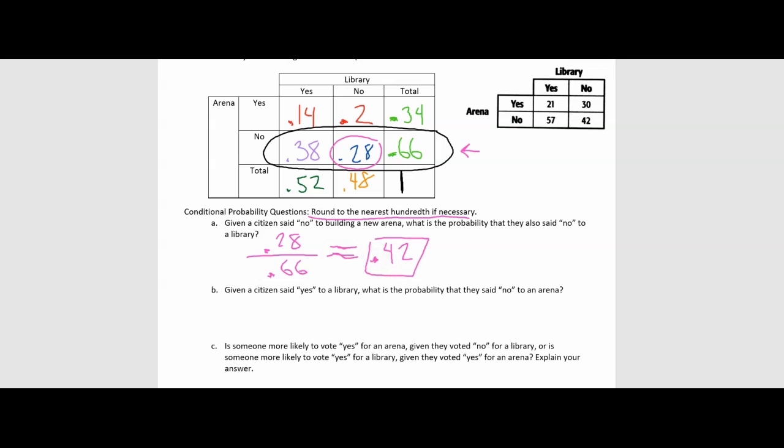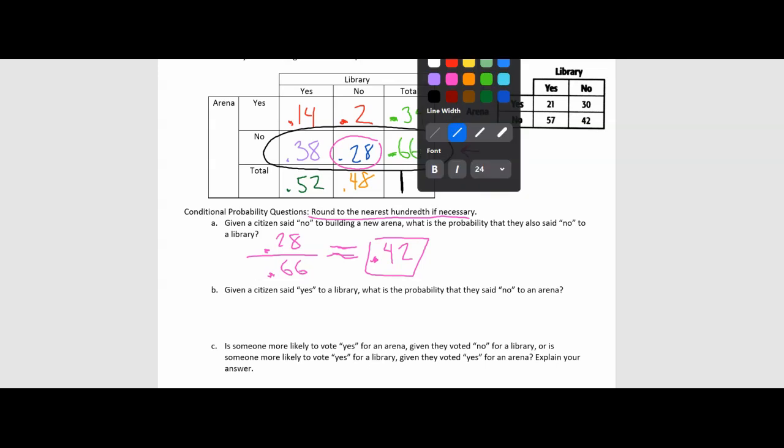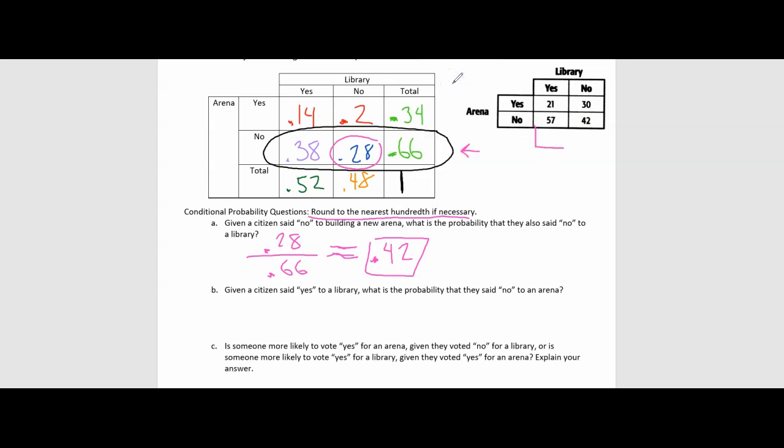So again, this is saying if we only look at the people that said no to the arena, there's a 0.42 probability or a 42% chance that we pick someone who said no to the library. If you wanted to think about this in terms of numbers rather than probabilities, we could come over here to our table that has the actual numbers of people. Sometimes it's helpful to look at these things in multiple different ways. So I'm just going to fill this in real quick.